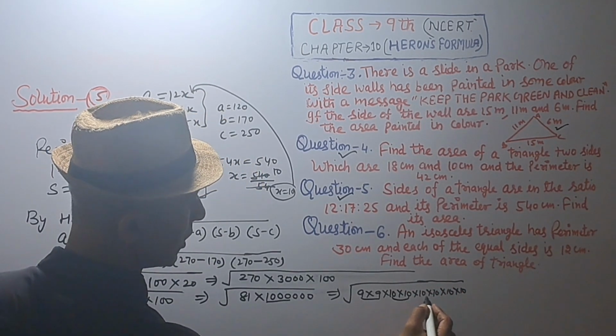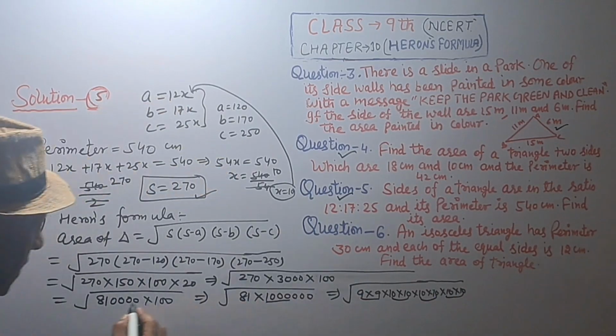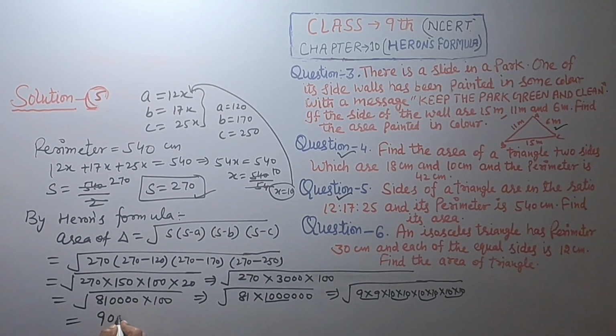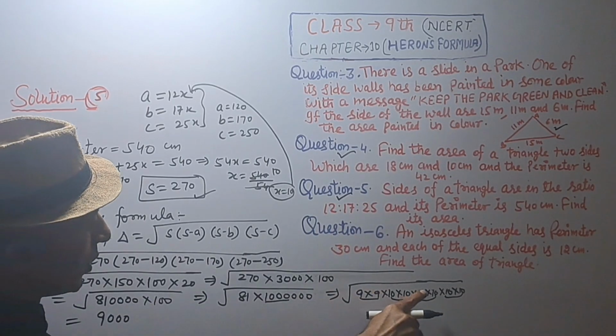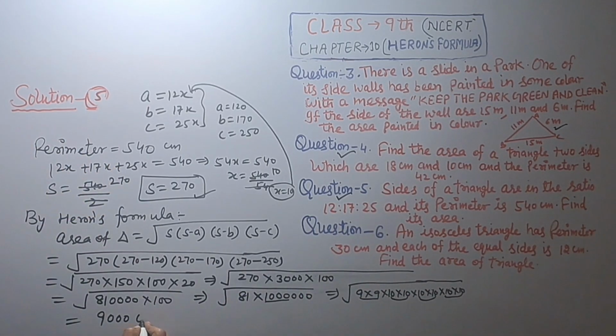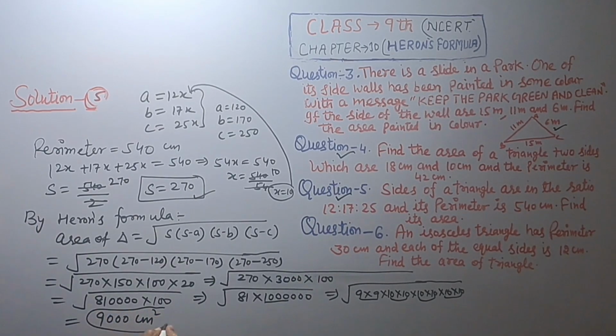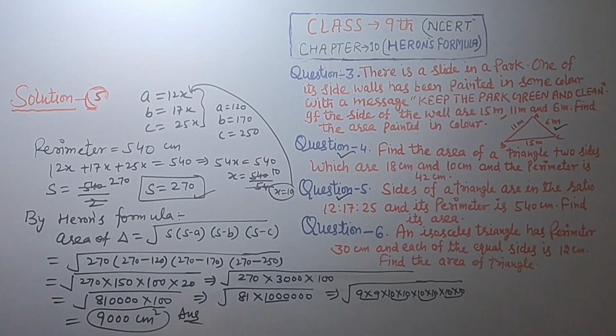1 pair, 2 pair, 3 pair, 4 pair. We get 9000 centimeter square. Answer.